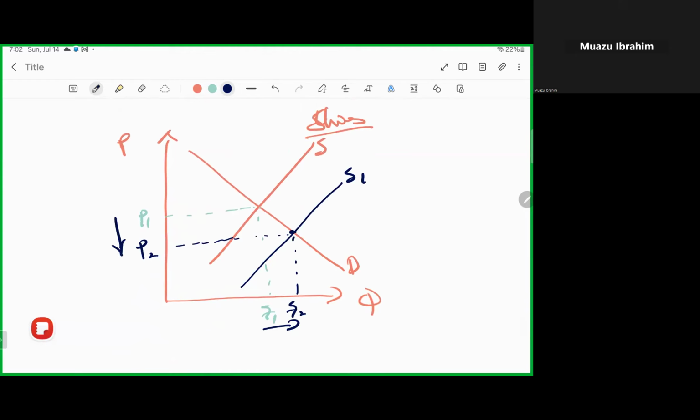So in the shoes market, the overall effect of the excessive supply of meat, or the excessive supply of leather, would mean that the price of shoes would fall, and then the quantity of shoes would increase.